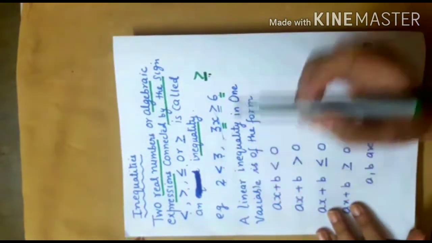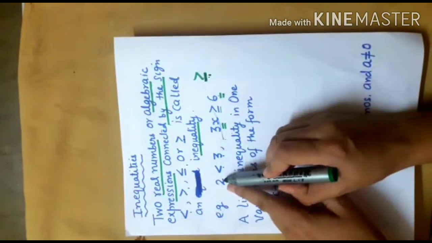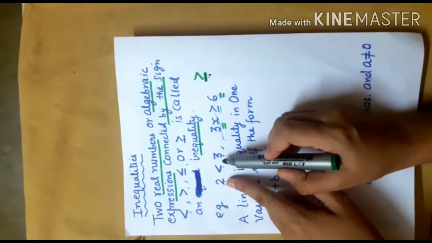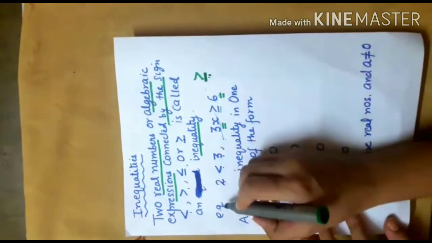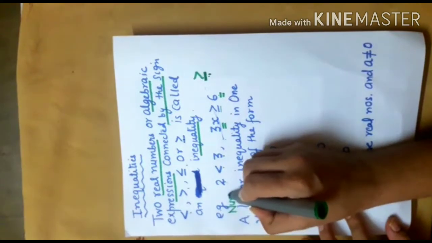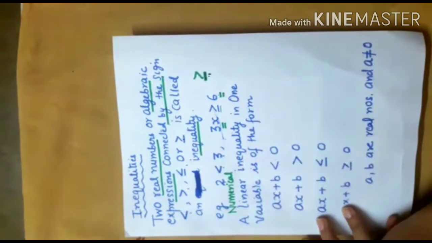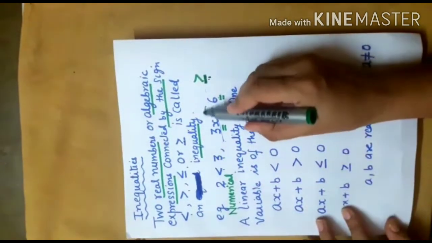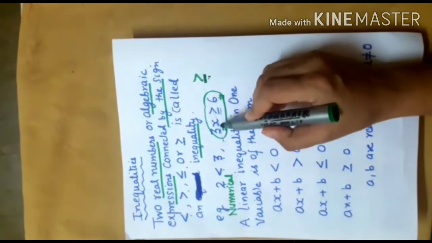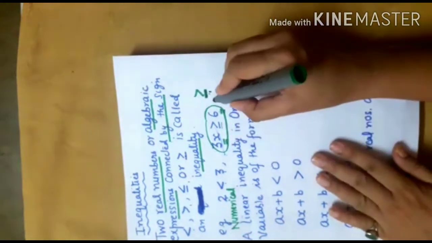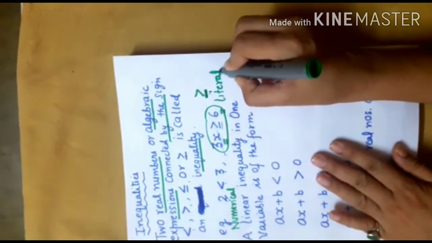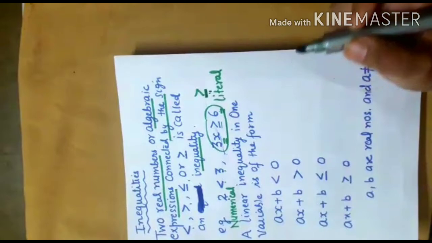Now here, in this inequality, there is no variable. So we call this a numerical inequality. And here in this inequality, there is a variable. So we call this a literal inequality.